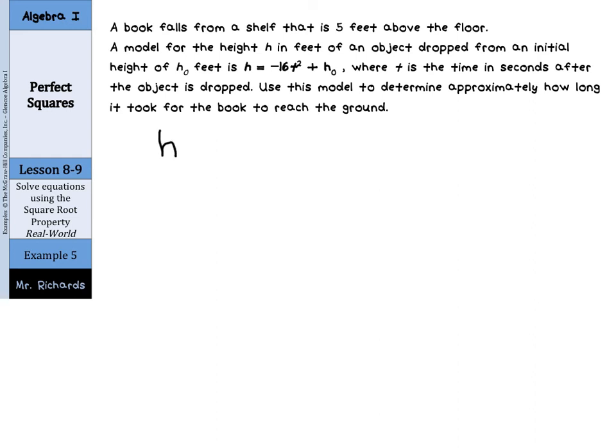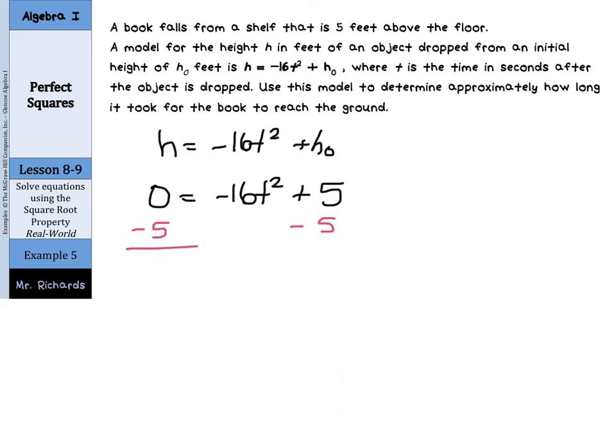We have our formula, h equals negative 16t squared plus our initial height h0, and we're told 5 feet above the floor, and we want to find out when it's at the ground. So our height is going to be 0 on the ground, equals negative 16t squared, plus our initial height of 5. Now to solve this, we're actually going to subtract 5 from both sides. This cancels out. We're left with negative 5 equals negative 16t squared.